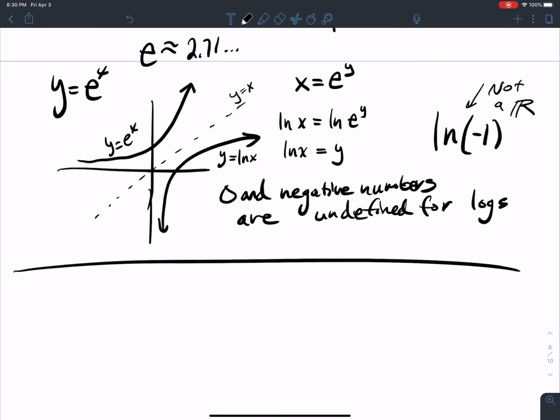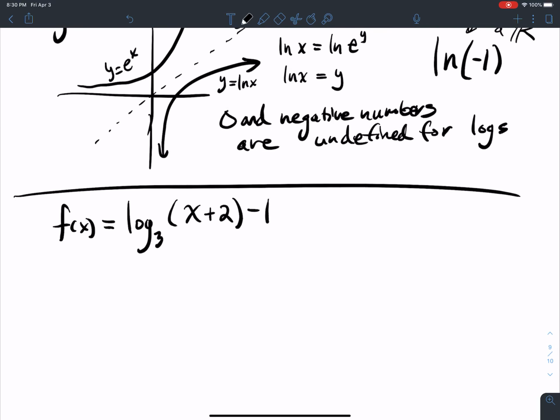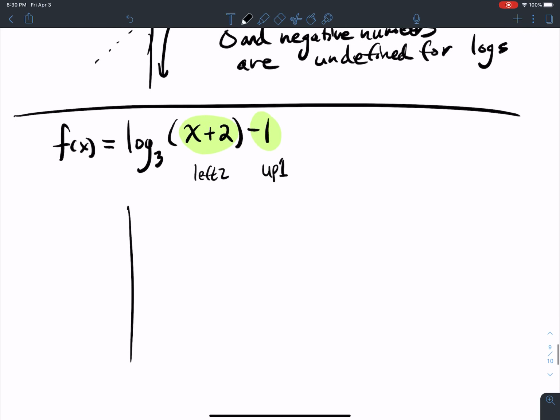So let's graph f of x equals log base 3 of x plus 2, minus 1. Okay? Now, what's going on here? This inside here tells me that I'm going to go left 2. And this out here tells me to go up 1. Okay? So a log base 3 graph looks like this.